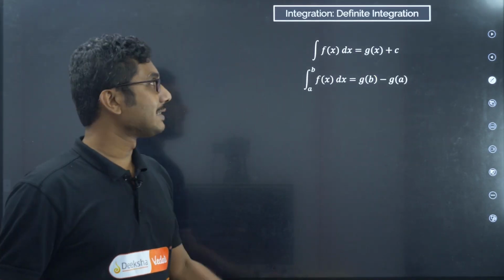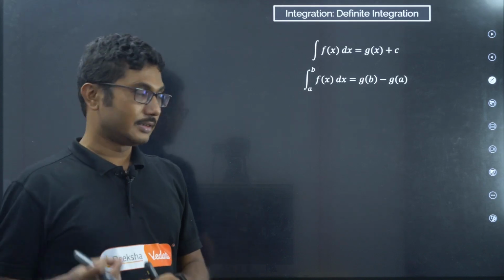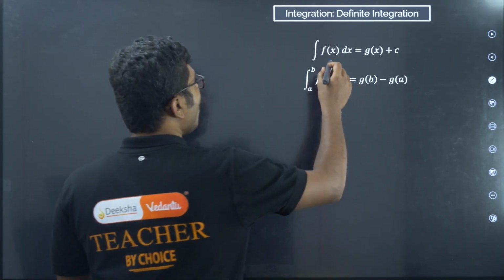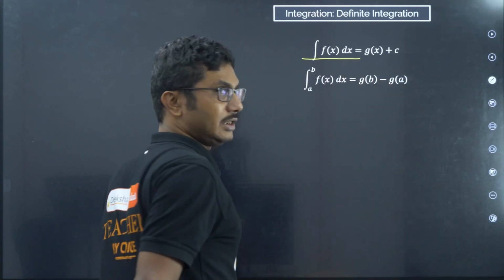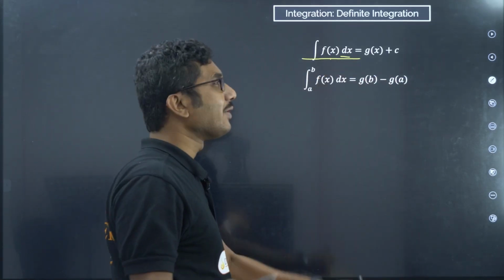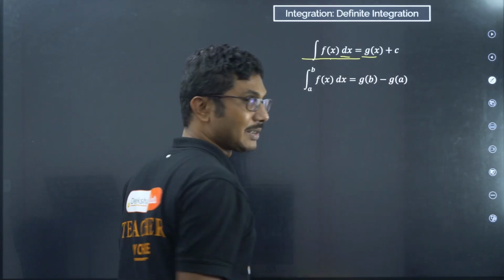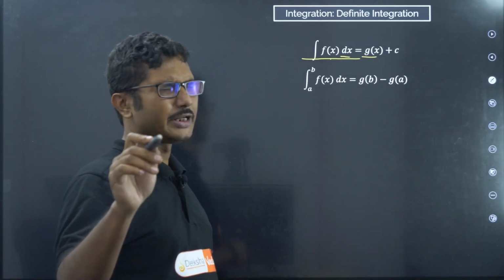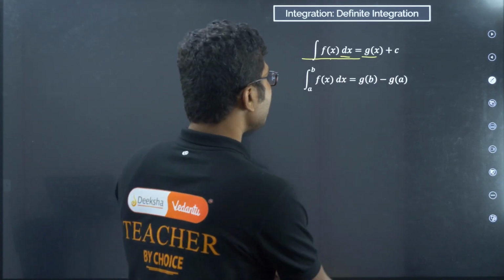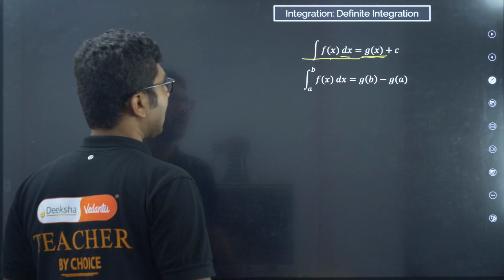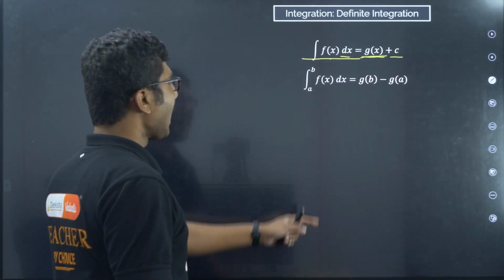Definite integration, that is the main purpose of this part of the lecture. What is definite integration? Suppose we are doing integration of a function f(x) with respect to dx, and we are getting a result g(x). For example, I gave the example of integrating t square with respect to dt, we got t cube by 3. So basically this is the t cube by 3 part. Okay, a new function is coming, with a constant.